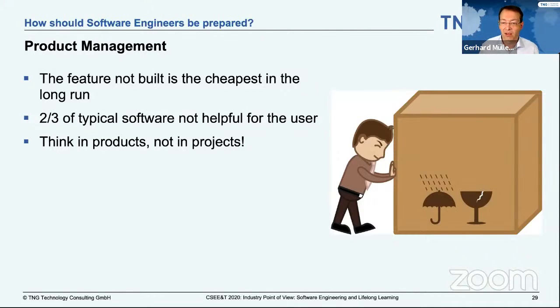There is data that shows that even in really good product organizations like Microsoft, only one third of all features built is really useful. One third is not really improving the business, and one third is not even helpful. We have to get better at this as an industry, and probably universities could make a difference in teaching and researching that more than currently. So think in products, not in projects.